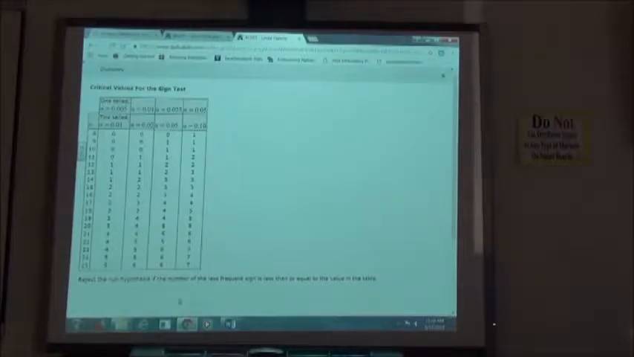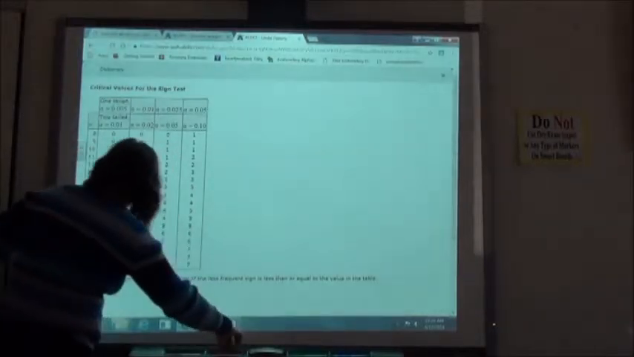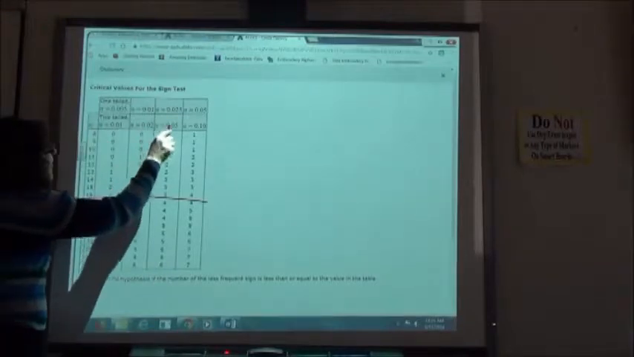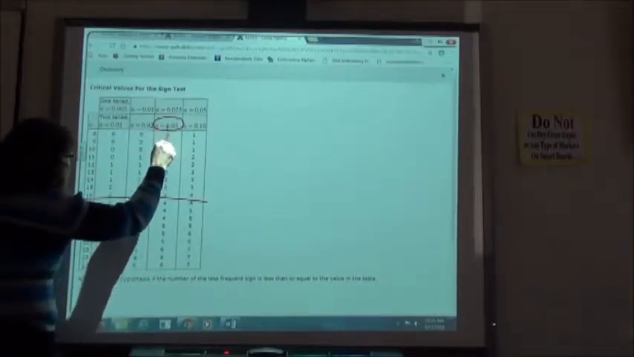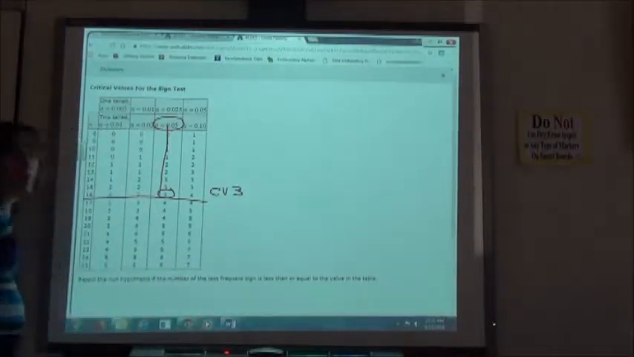And so here's my number. If I look at 16, two-tailed test, so here's my 16. I'm doing a two-tailed test with a 0.05 level of significance. So my critical value is going to be 3. Okay?